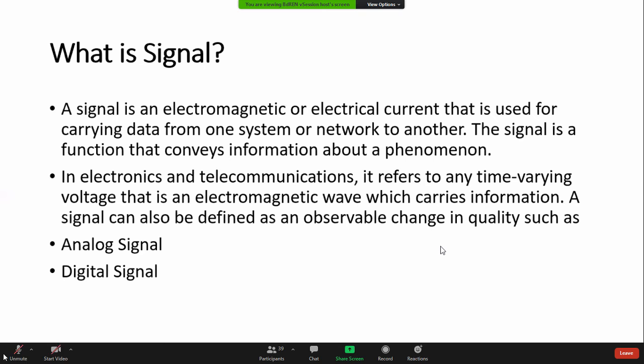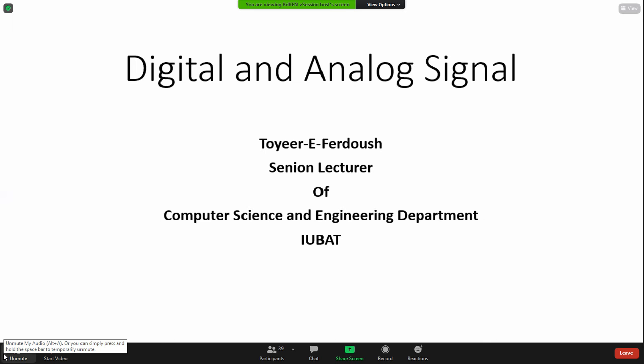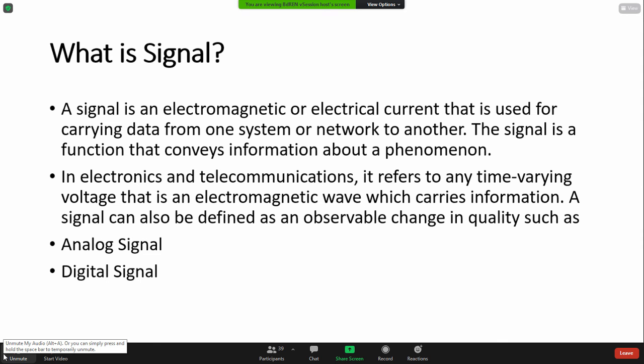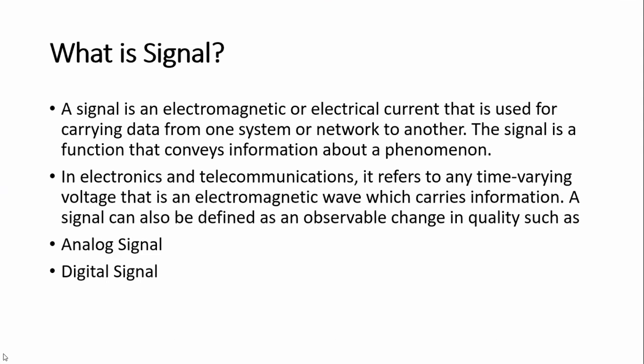Can you see my slides? Yes, ma'am. So at first we will learn what is a signal. What is written here? Everyone concentrate please. A signal is an electromagnetic or electrical current that is used for carrying data from one system or network to another. The term electrical means electromagnetic. So this is basically a signal.